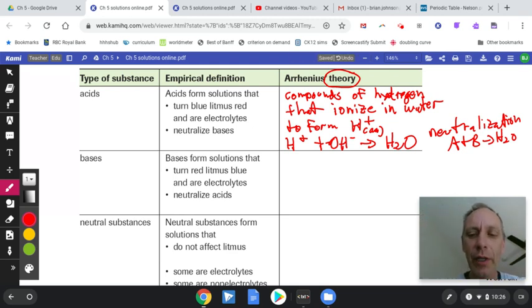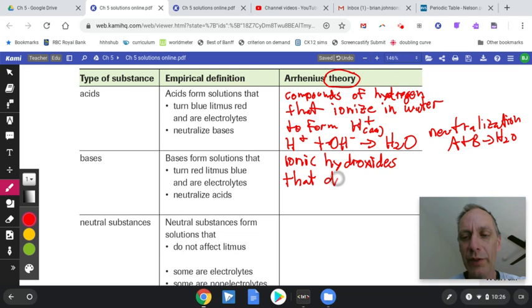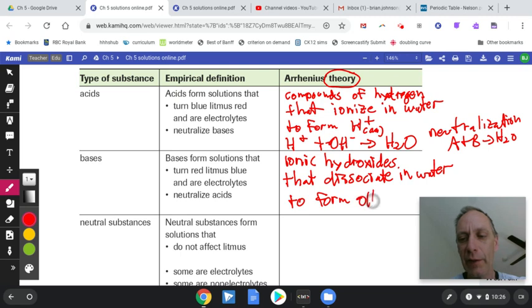Bases are similar. According to Arrhenius, a base is an ionic compound that contains a hydroxide. So ionic hydroxides, and these dissociate in water. So a different term, they dissociate in water to form OH minus or hydroxide ions. So that's where the base part comes from.